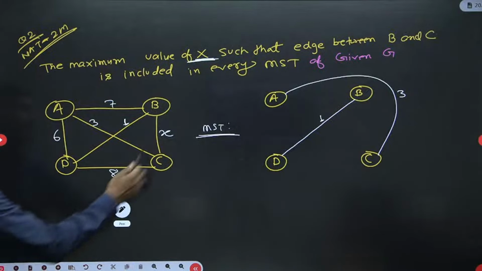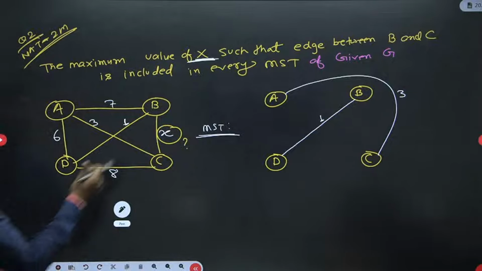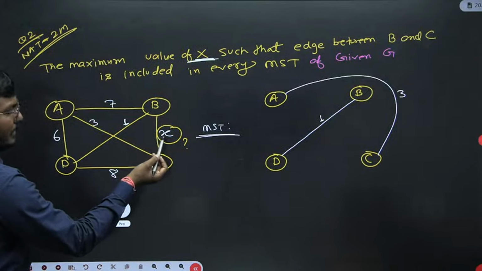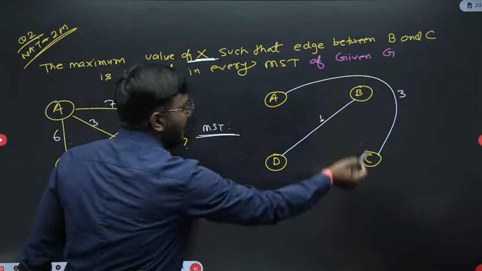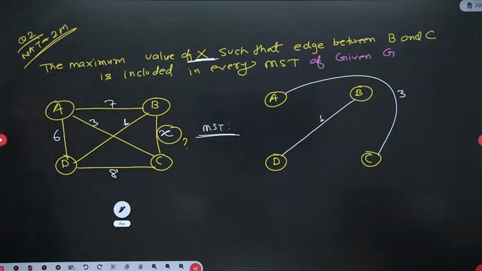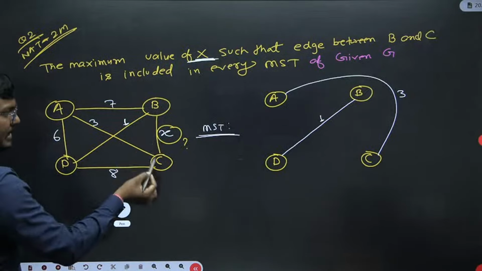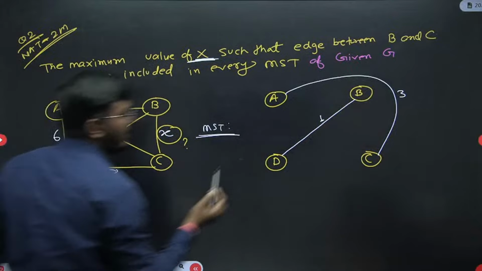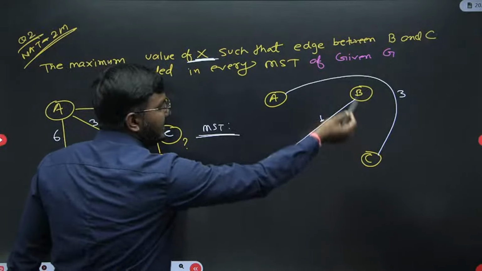But it is asking what is the maximum possible value of this X. Getting my point? Now can I keep the maximum value as 4? Yes, possible. If you keep this 4, BC will still be in every MST. But asking for the maximum, can I keep this as 5? Again, it's possible. Why? If I keep the value of 5 here, then after 3, the next minimum will be 5 only, and that X will always be in the MST, B and C.